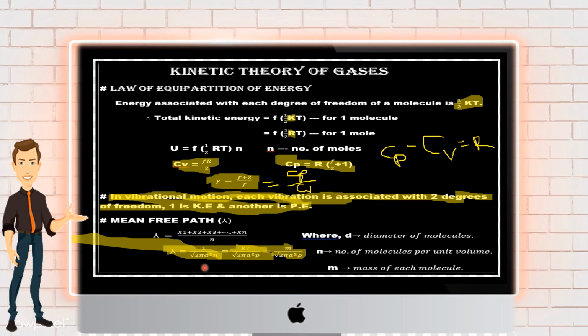In the first one, d is the diameter of the molecules, n is the number of molecules per unit volume, k is the Boltzmann constant, T is the temperature, p is the pressure, and m is the mass of each molecule. In the last one, d is the diameter of the molecule and rho is the density.